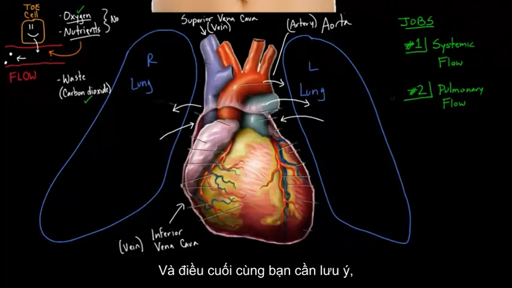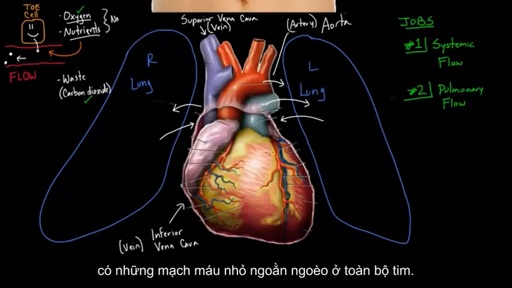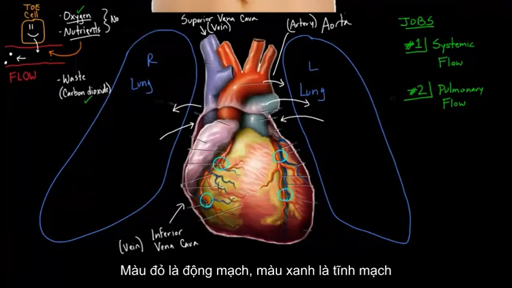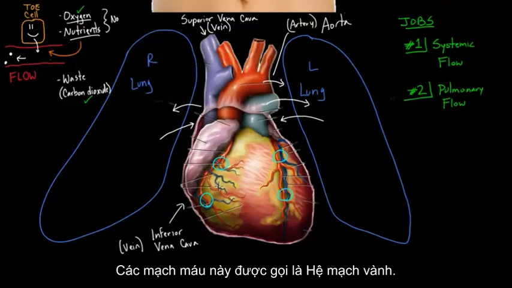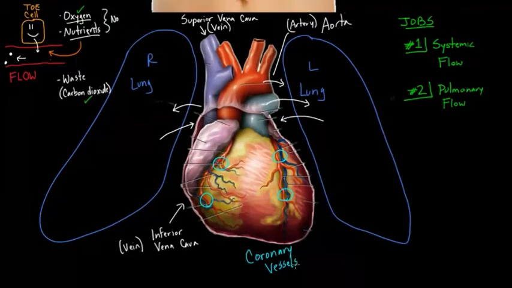So the final thing you'll notice, if you look at this picture, it's hard not to notice, is that there are these wriggly looking little blood vessels all over the heart. And what are these exactly? I mean, you've got red ones and blue ones, and the blue ones are the veins, and the red ones are the arteries, but are they part of the systemic flow or the pulmonary flow or something else? Well, these vessels, all of them together, are called coronary vessels. Specifically you might hear about a coronary artery or coronary vein, but together you can call them coronary blood vessels. I'll add the word blood here.